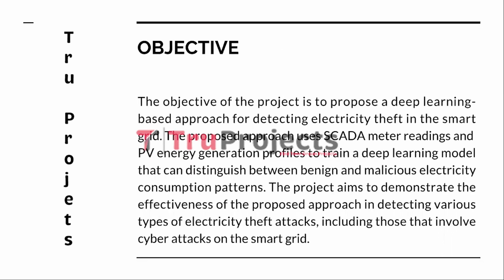The main objective is to put forth a method that utilizes deep learning to identify instances of electricity theft within the smart grid. This approach involves training a deep learning model using SCADA meter readings and PV energy generation profiles to differentiate between legitimate and fraudulent electricity consumption patterns. The primary objective of this research is to showcase the efficacy of this proposed method in detecting the different forms of electricity theft attacks, encompassing cyber attacks targeting the smart grid.